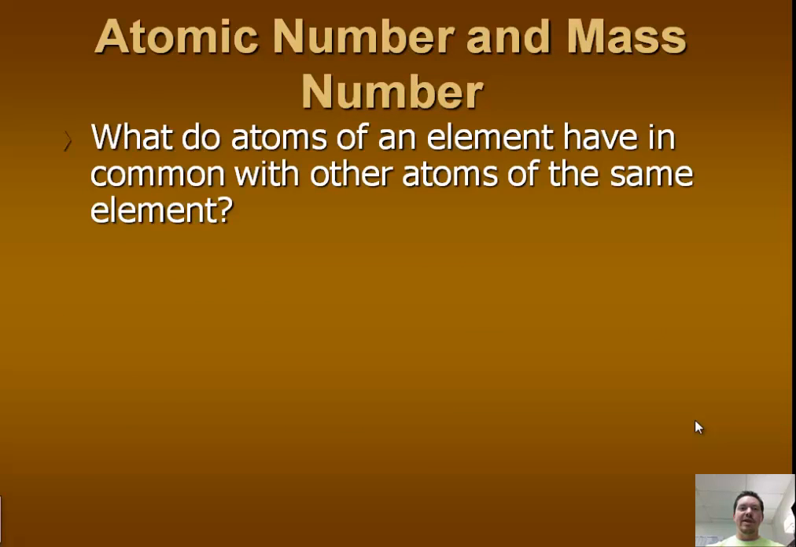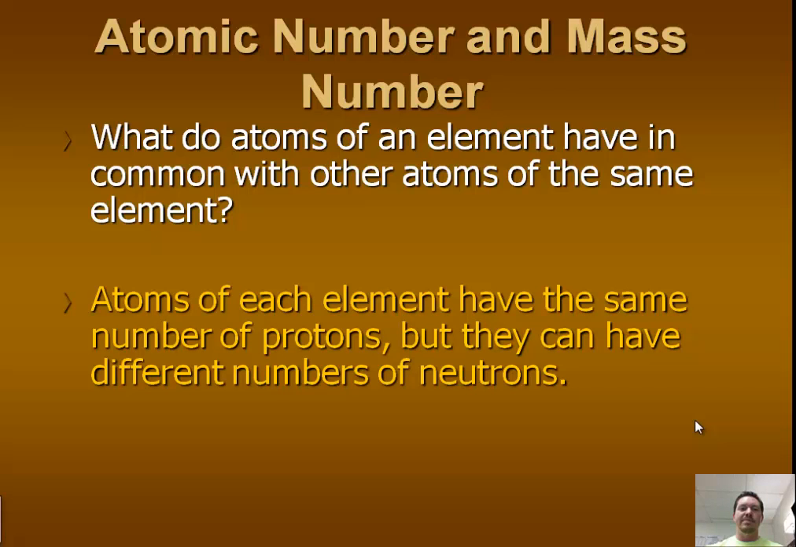Our next thing we're going to look at is atomic number and mass number. So what do atoms of an element have in common with other atoms of the same element? Atoms of each element have the same number of protons, but they can have different numbers of neutrons. And we'll talk about how they can have a different number of electrons later. But in order for an element to be what it is, we have to have just the right number of protons. So if we change the protons, we change the element. However, neutrons can change. Now, when neutrons change, the mass does change as well.